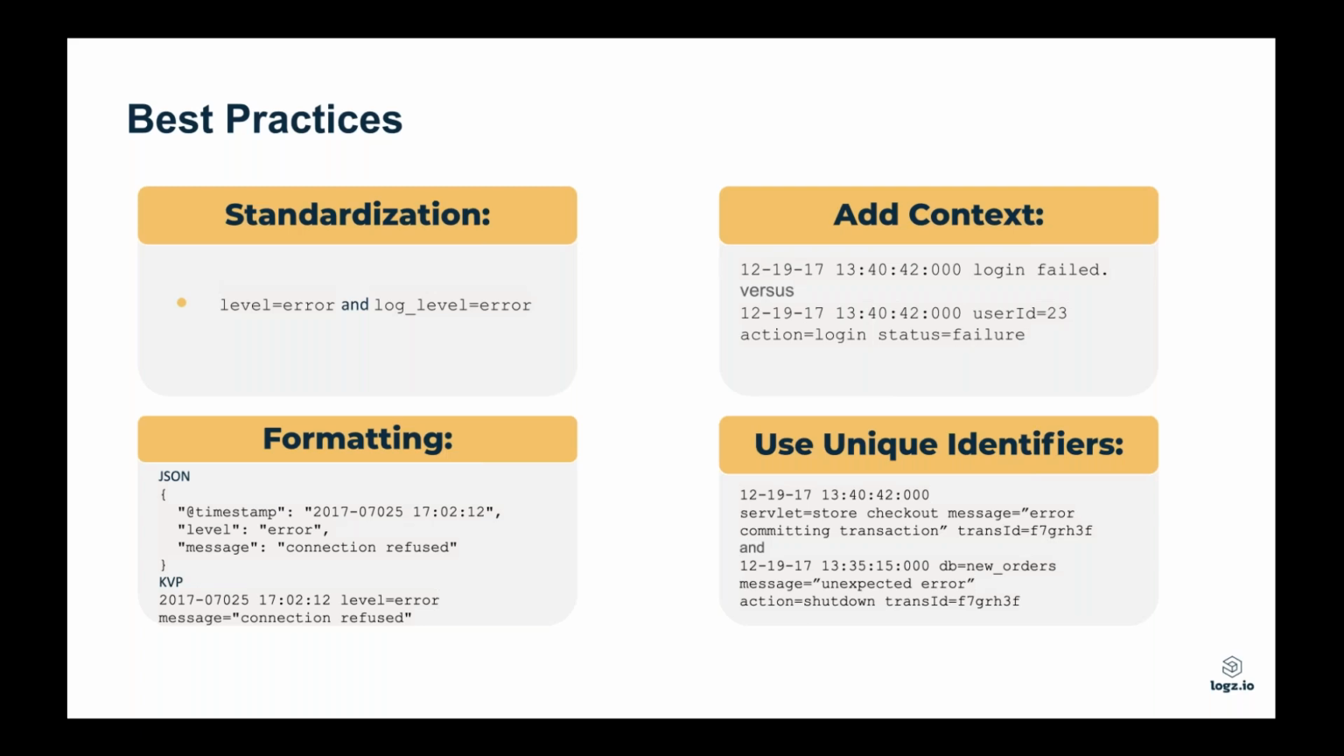Next, as you can see here, we have add context. The top message is just a timestamp and login failed. This is versus a scenario where we added a little extra context to that message. We have the timestamp, then user ID equals 23, action equals login, and status equals failure. We've captured the same information as the first log line, but we've added a bit more color into the context. Now we have the understanding of something that was completely inaccessible: which user had a login failure.